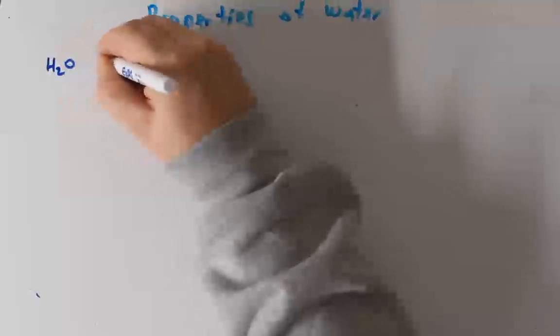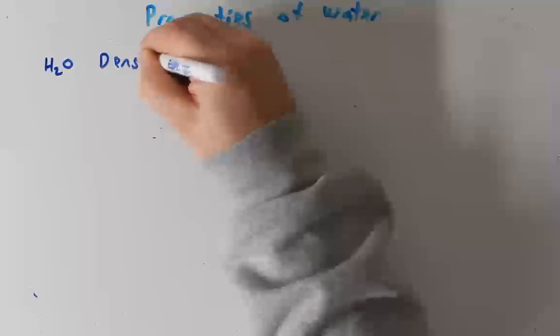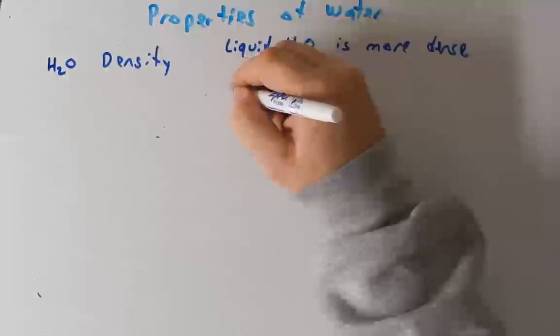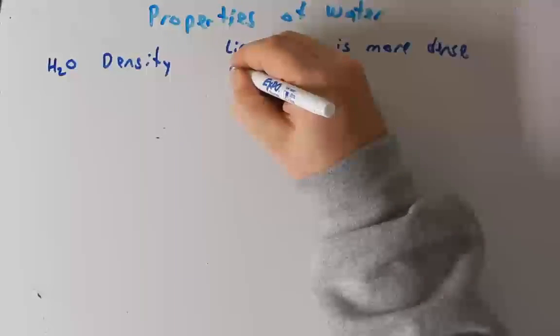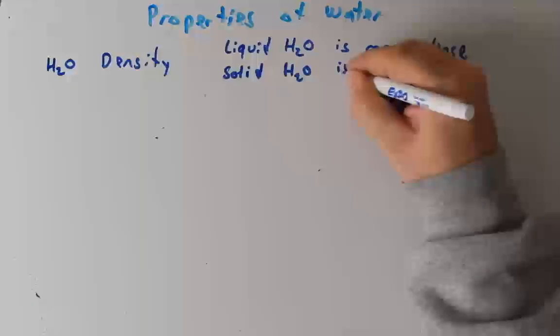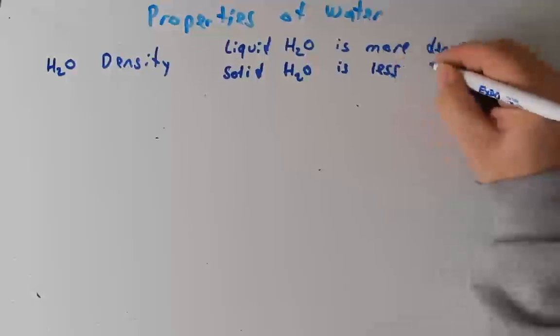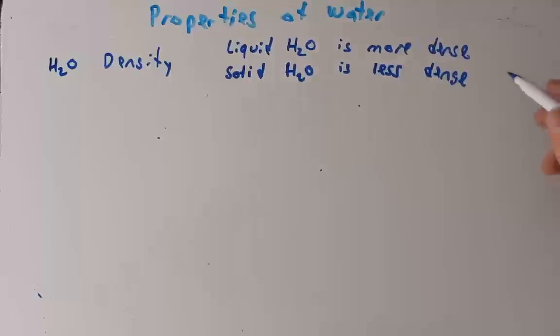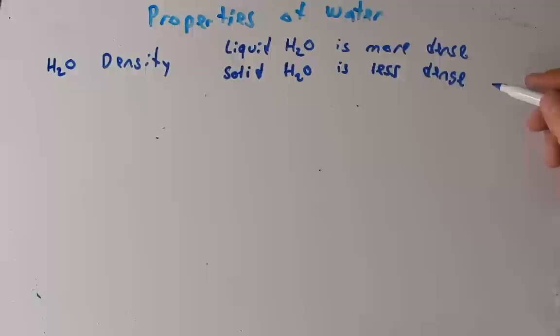Okay, next I'd like to talk about the importance of water density. Liquid water is more dense than solid water. So let's write the opposite here. Solid water, or ice, is less dense than the liquid water. Another way to think of that is that you can get more liquid water molecules into the same amount of space than you can get solid water molecules.